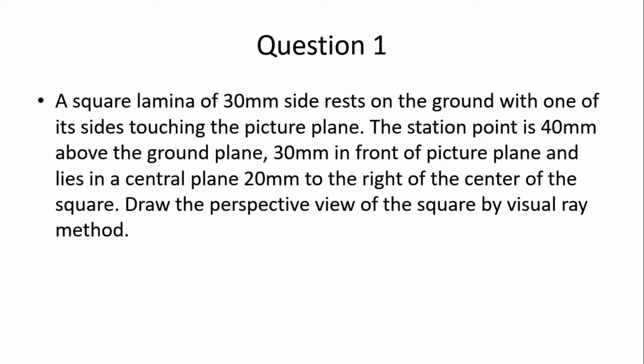So with these three data, that is 40, 30 and 20 mm, we can locate the position of the observer or the position of the station point perfectly with respect to the square lamina as well as the picture plane and the ground plane. So now let's see how this can be drawn.